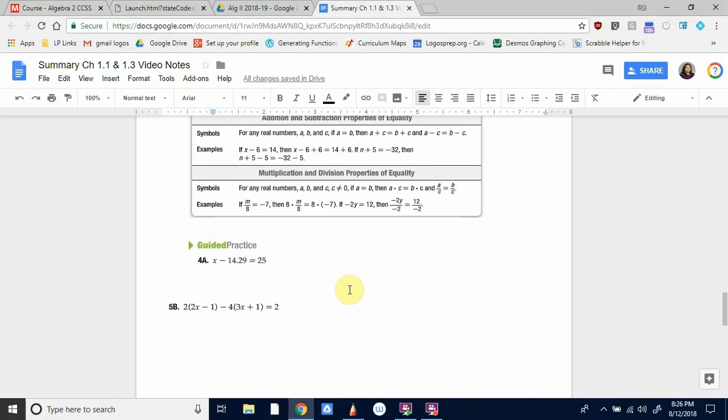4A. Or actually, no, yeah, you can do 4A. And then 5B, and this is going to be from section 1.3. You're trying to follow along in the book.